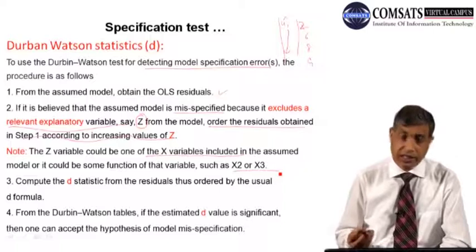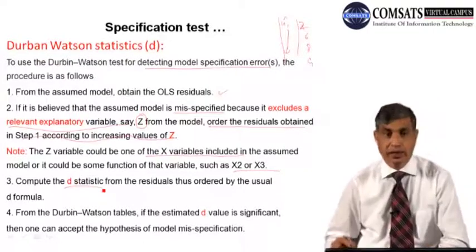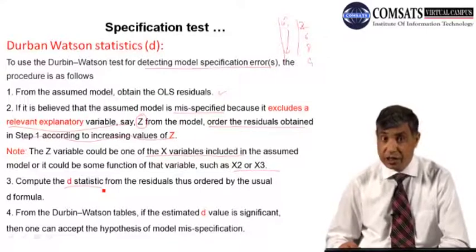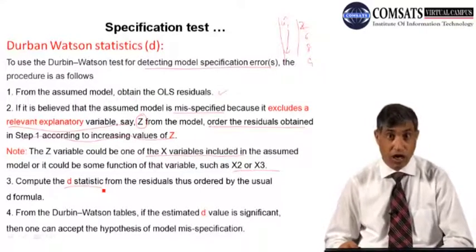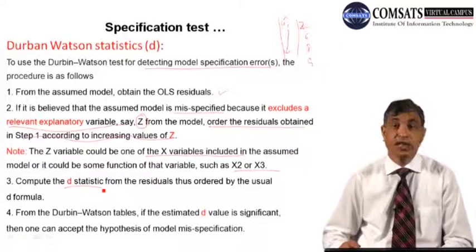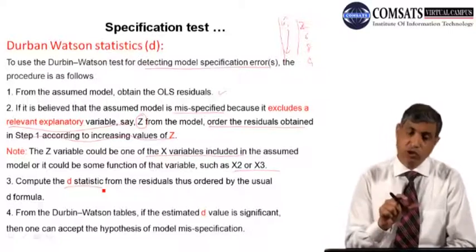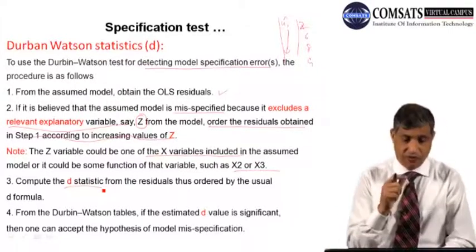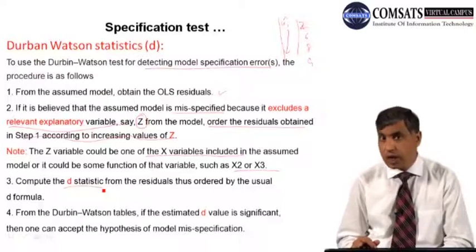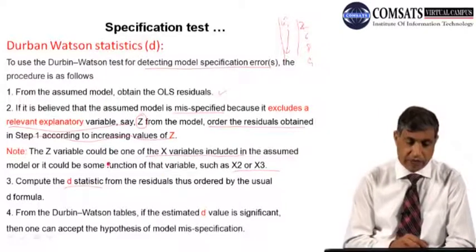Now what is the third step? Compute the D statistic, the Durbin-Watson statistic. I deliberately did not write the formula. Now you will have to go to some previous lecture, the lecture on autocorrelation, and you will have to remember the formula. The formula will be the same as applied here, and we will be talking about how we detect the specification bias.